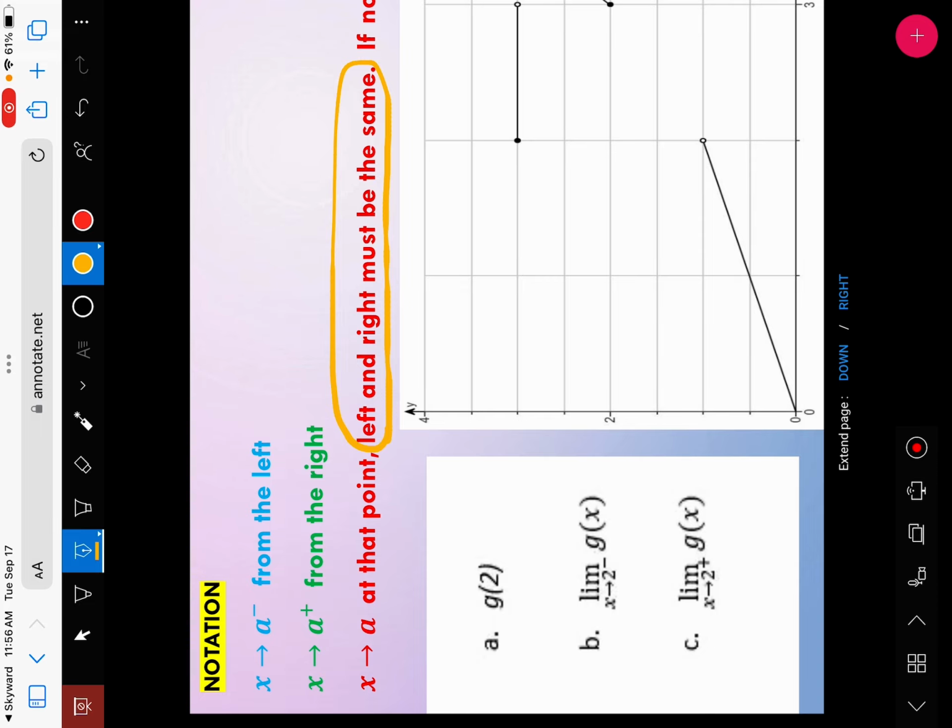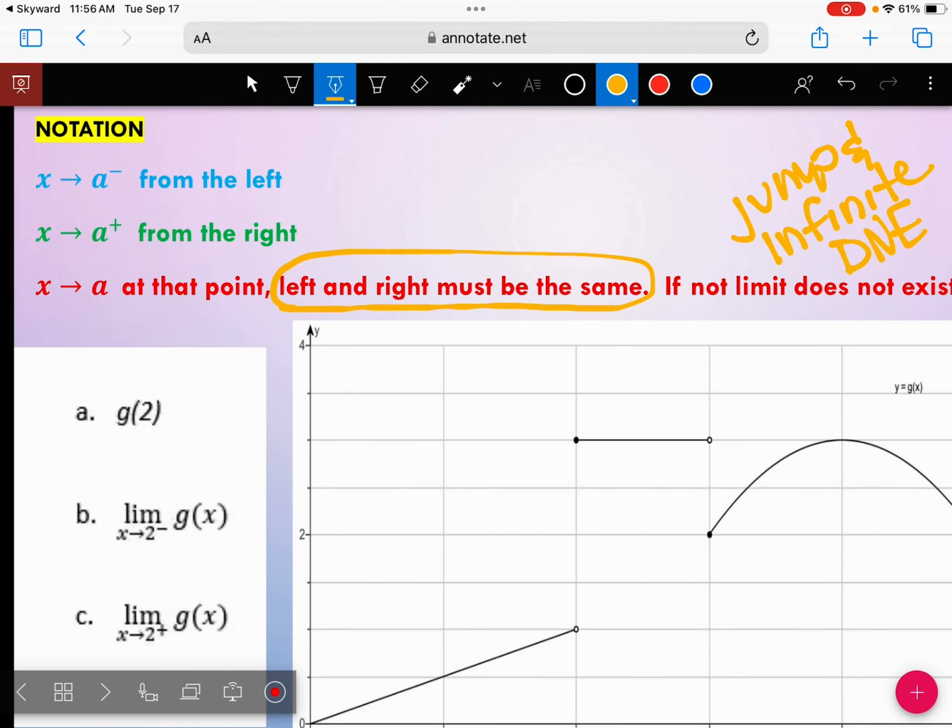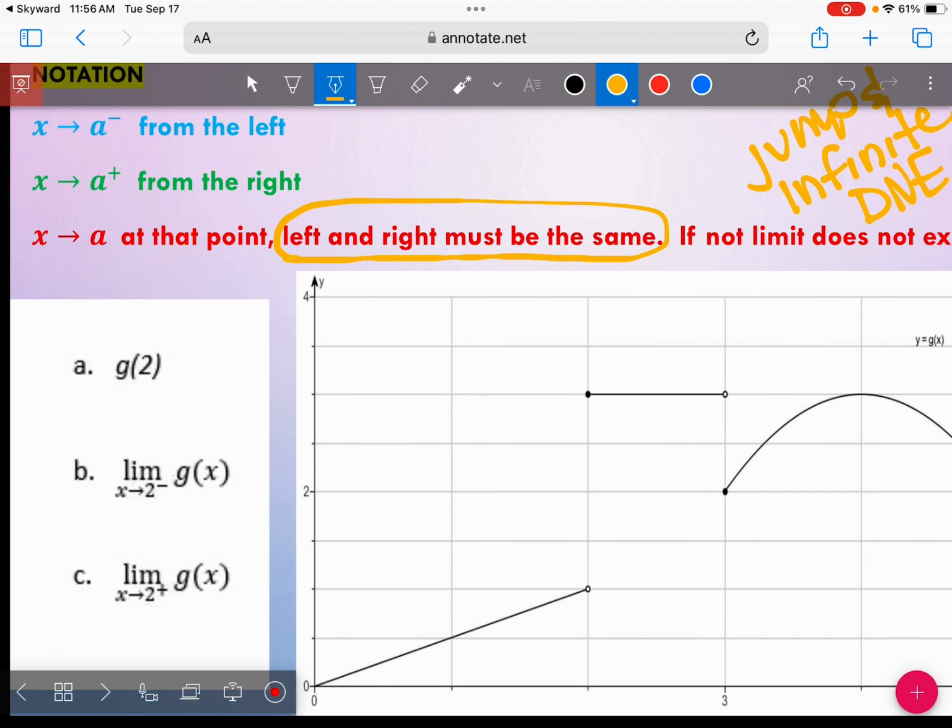All right, so let's go ahead and look at this first one. For part A, this is saying at the point 2. This is not saying limit. You don't see the LIM, right? This is not asking for a limit. Part A is asking what is y when x is 2.